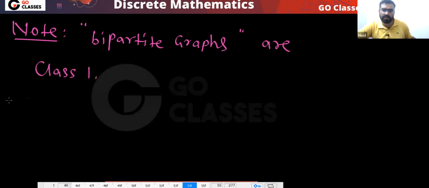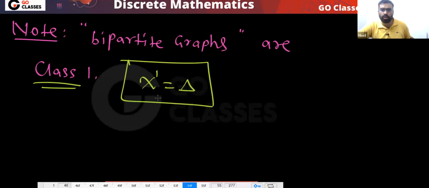All the bipartite graphs are class 1. What does it mean? Class 1 means their chromatic index will be equal to their maximum degree. So all the bipartite graphs are class 1. And this is a statement by Koenig. Proof is not required; the proof is very complicated, but we will not see that. But the bipartite graphs are class 1. Very simple.